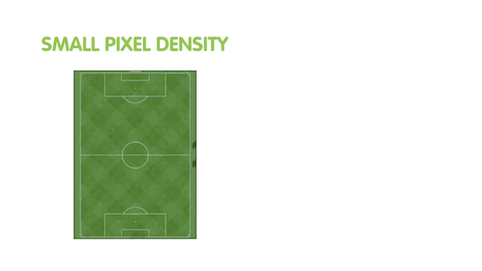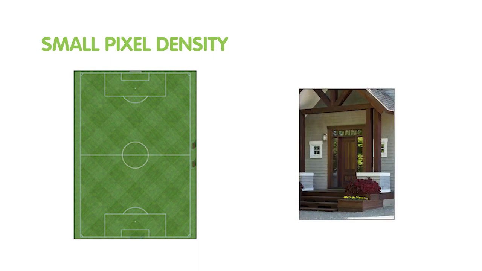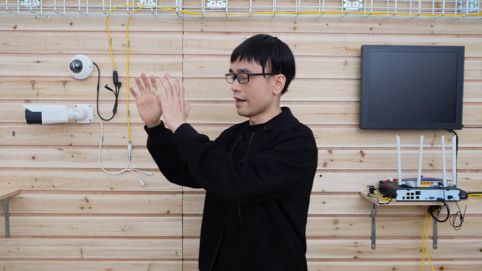If you use a 4 megapixel camera to capture the image of the whole football playground, the pixel density will be very small, because the pixels you have for each foot will be very, very few. However, if you use the same 4 megapixel camera pointing to the entrance of a door, then the pixel density will be very high. The reason is you are using the camera to capture just a small area. So when you choose the camera, not only the type, but also the lens, you need to think about what area you want to watch. So not just how many pixels the camera can deliver.